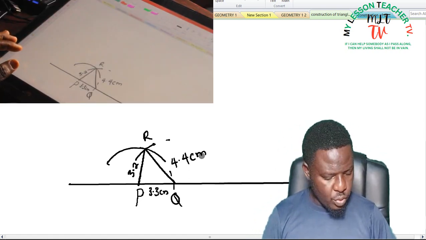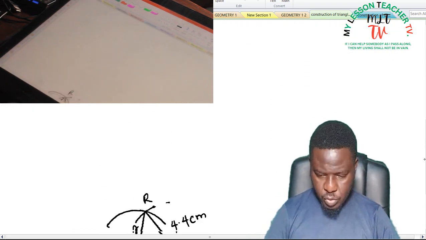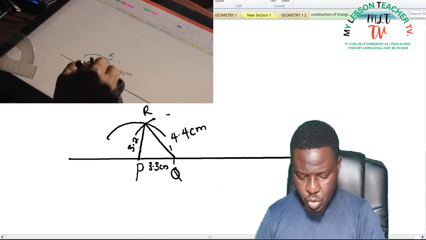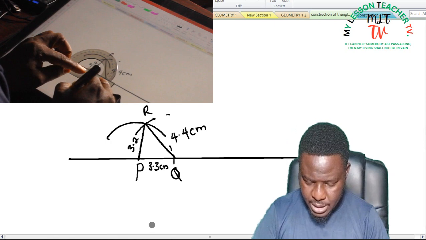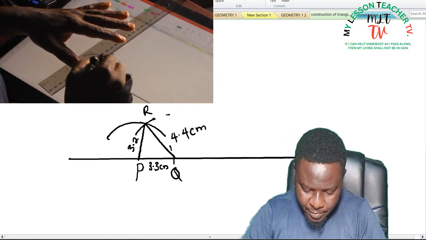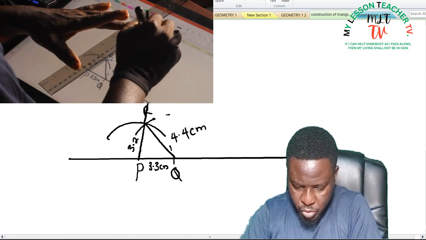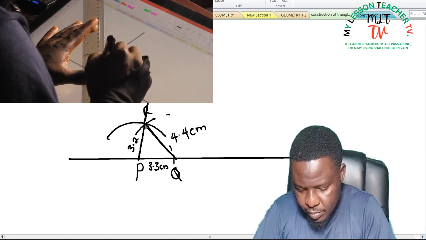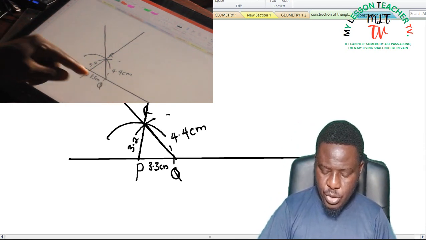So the question says we should measure all the angles of the triangle. So this is my protractor. I'm going to use it to measure this angle P, angle Q, and angle R. Now, how do we do that? In order for me to get the values of the angle, I'm going to extend the arc. On your drawing sheet, this extension should be very light so as to be able to get the correct answer. All we need to see is just the triangle PQR.